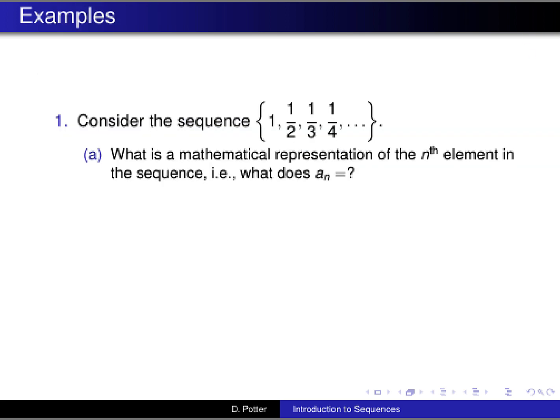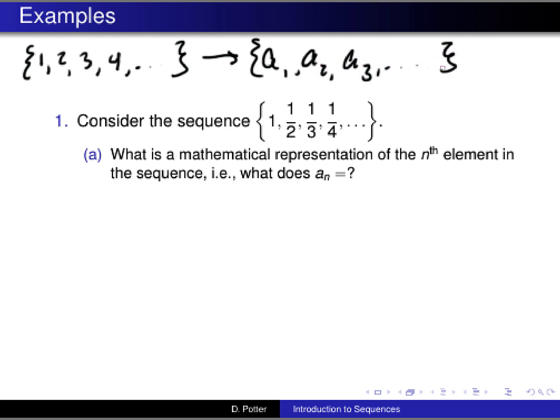Okay, so let's consider this particular sequence, 1, 1/2, 1/3, 1/4. And I want to know what is the function. Remember what I said? I said that when we talk about a sequence, there should be some mapping that takes the natural numbers, 1, 2, 3, 4, forever, and takes it to my list of values. So this would be a1, a2, a3, and so forth. And so in this case, a1 would be the first one, a2 is the second one, a3 is the third one, a4 is the fourth one.